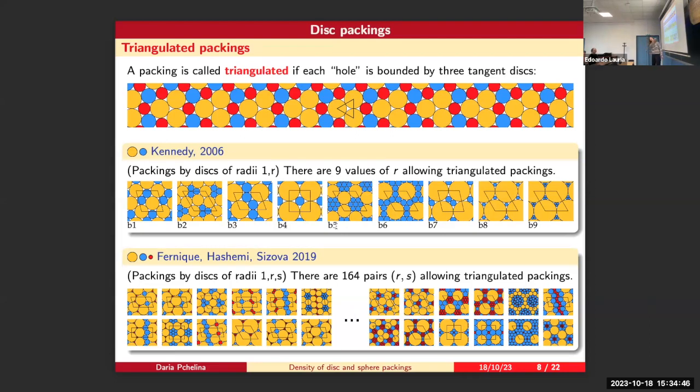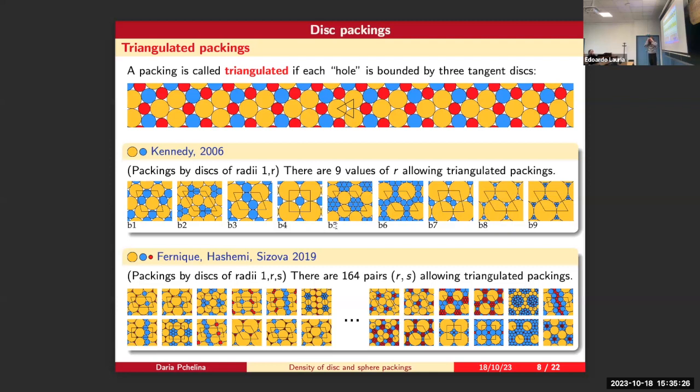It's a packing where the contact graph of disks, where we put an edge between two touching disks, is a triangulation. So each hole is a triangle. If you only use one type of disk, you are guaranteed a triangulated packing, which is the hexagonal packing. If we force ourselves to use a second one, then we have only these ones. And if we again force ourselves to use the third one, we have 164 radii here.